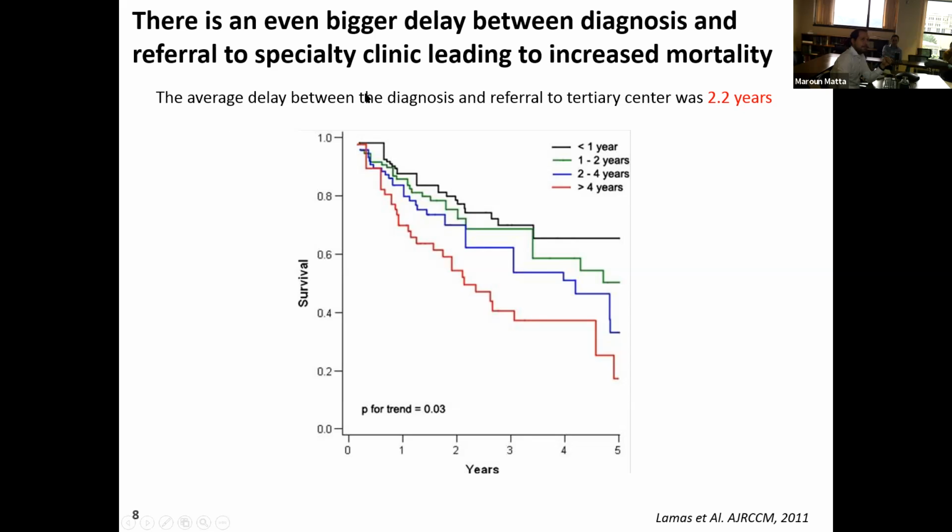So on average, the delay between the diagnosis and referral to an ILD specialty clinic is about 2 years. And when they looked at how soon after the diagnosis patients were referred and how that correlates with mortality, this black line, the Kaplan-Meier, is if you're referred within a year, you have about 70% chance of surviving to 5 years. If you're at 1 to 2 years, that drops to about 50%. If you're referred between 2 and 4 years, that drops to 30%. And if you're referred after more than 4 years, which means being managed by your primary care doctor, it's less than 20%.